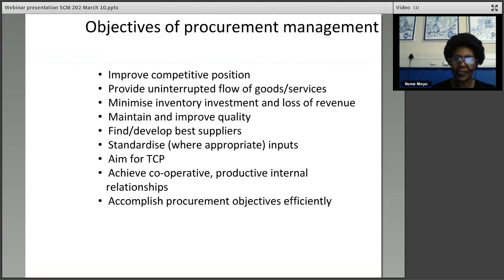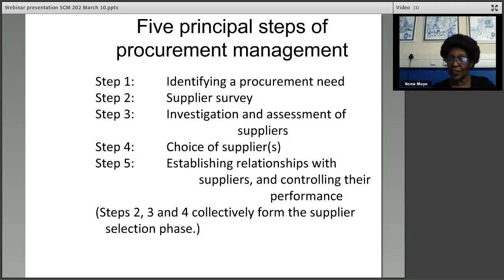What is procurement? Chapter 9 is on procurement management. The objectives of procurement management are to improve competitive position, provide an uninterrupted flow of goods and services, minimize inventory investments and loss of revenue, maintain and improve quality, find and develop the best suppliers, standardize inputs where appropriate, aim for total cost of procurement, achieve cooperative productive internal relationships, and accomplish procurement objectives efficiently.